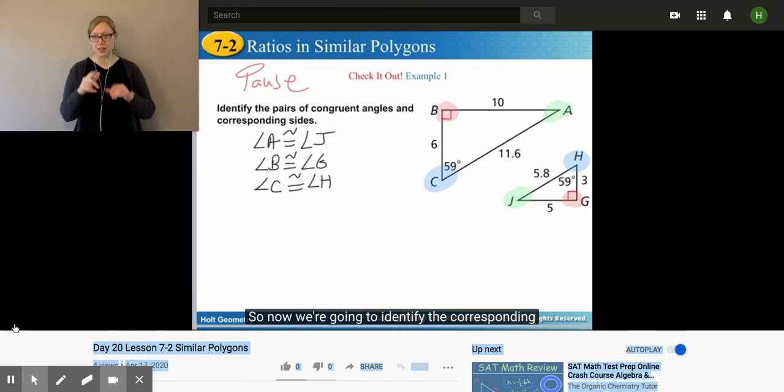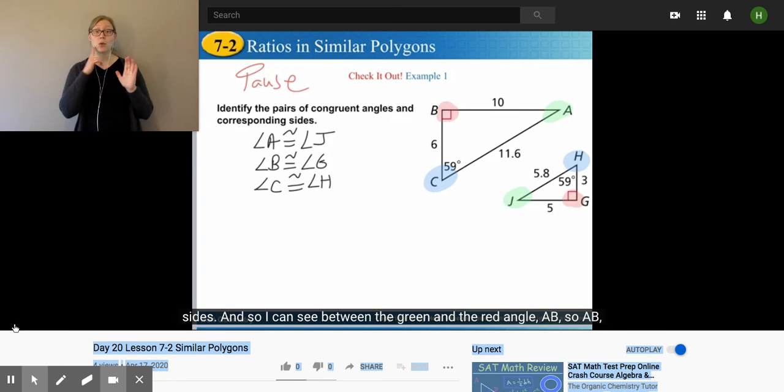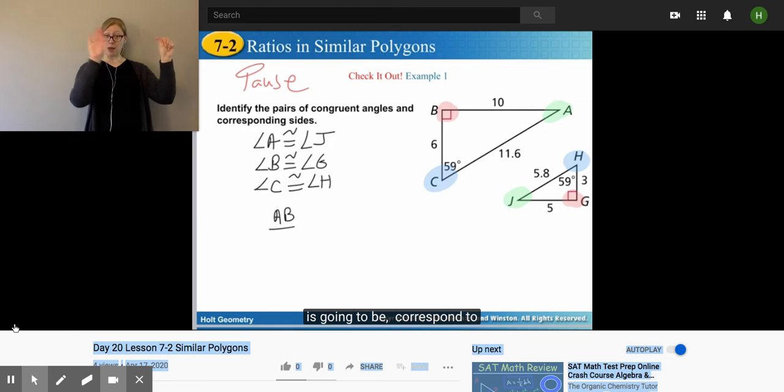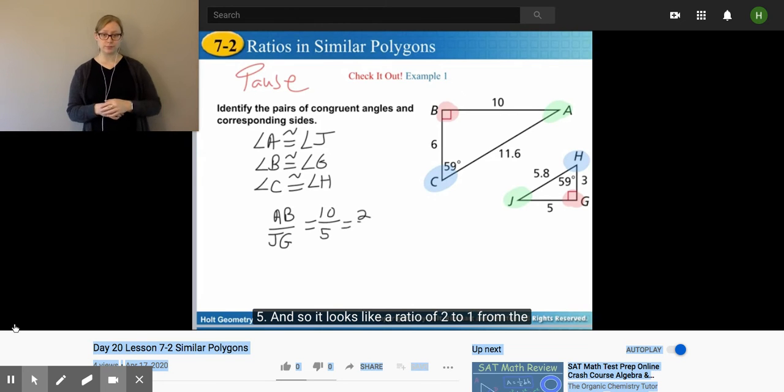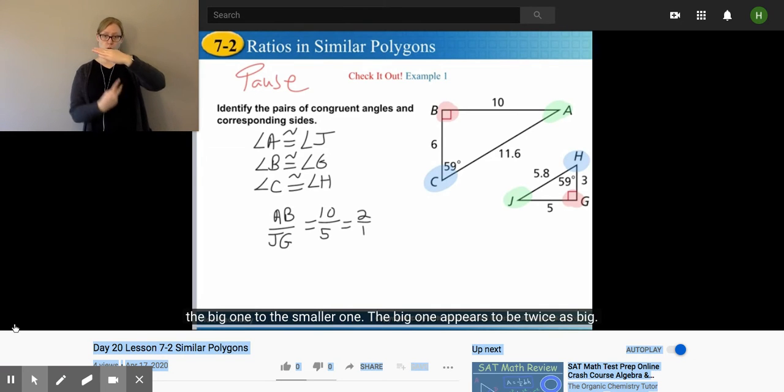So now we're going to identify the corresponding sides, and so I can see between the green and the red angle, AB is going to correspond to JG. So the ratio of AB to JG is going to be 10 over 5. And so it looks like a ratio of 2 to 1 from the big one to the smaller one. The big one appears to be twice as big.